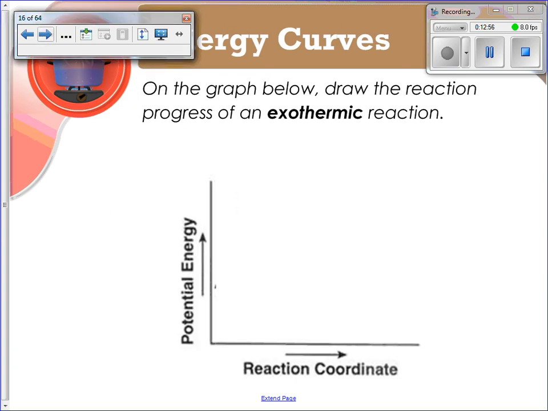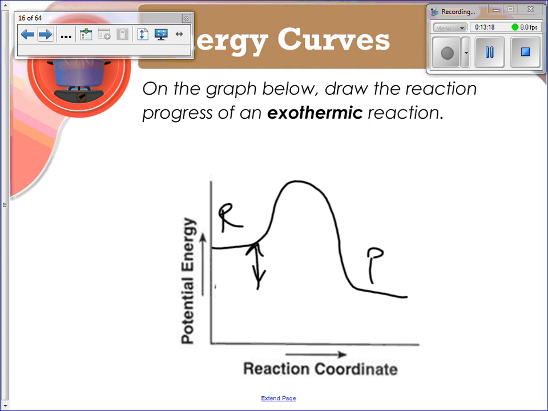On the graph below, draw the reaction progress of an exothermic reaction. So we're talking about something that's exothermic. Remember, it had to lose energy. So I'm going to start with my reactants here, overcome my activation energy. And remember, I've got to fall to a lower potential energy than what I started with. So this is my reactants, and this is my products. This is my change in H. And because it's exothermic, remember, change in H is going to be negative. So is Q.